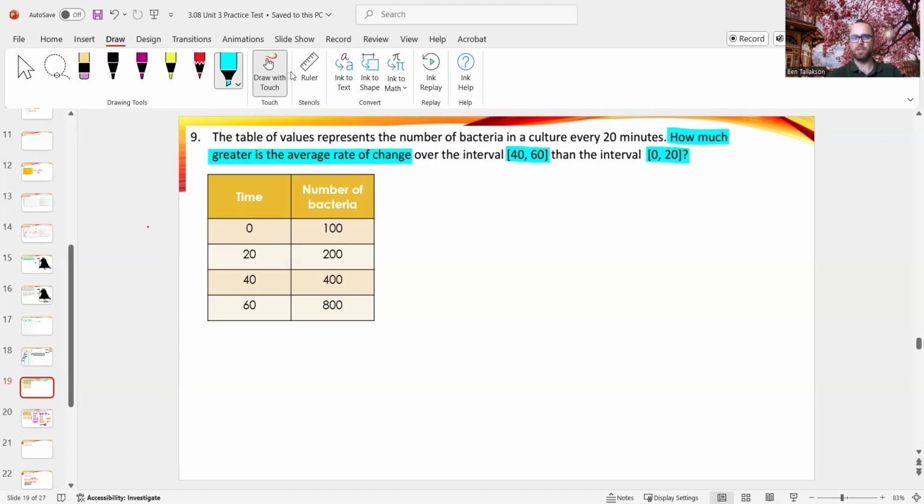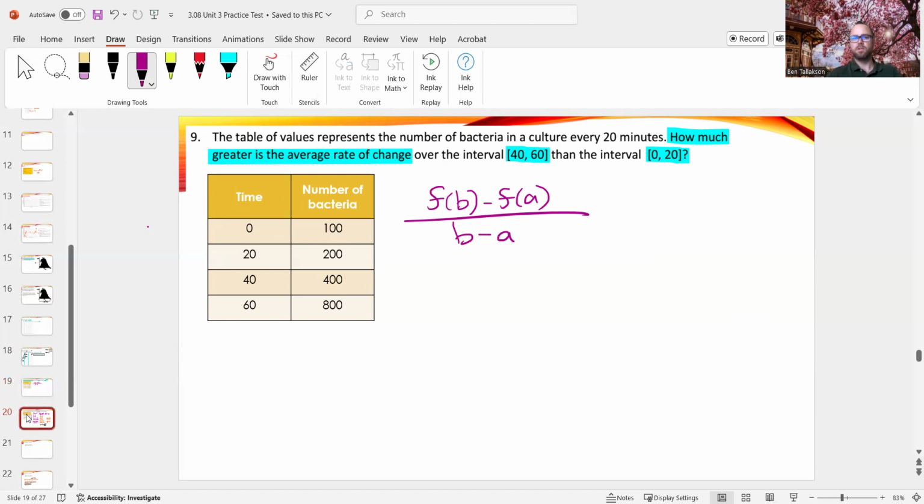There's a formula for this. Do you know what it is? If you don't, I will set you up right now. Hopefully you can figure it out from here. This is the average rate of change formula if you're given values in a table. Now let's check the work.